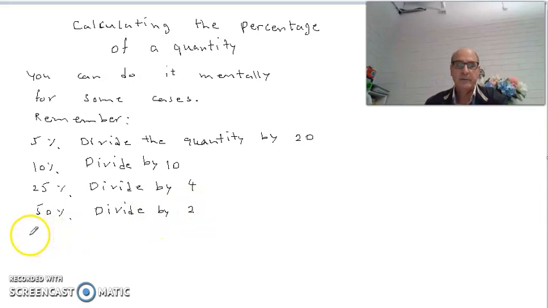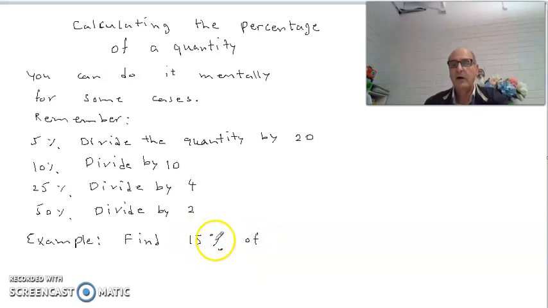I give you an example. Find 15% of, say, 60. All right, so remember 15% is 10% and 5%. So you can find them separately and add them up.